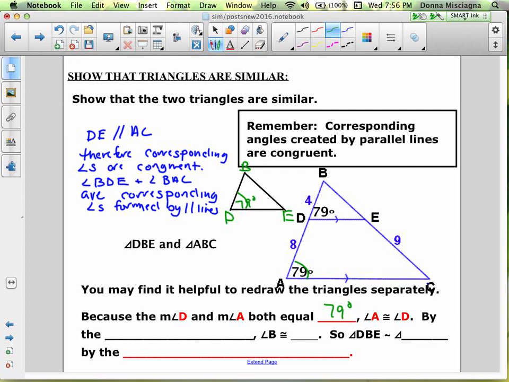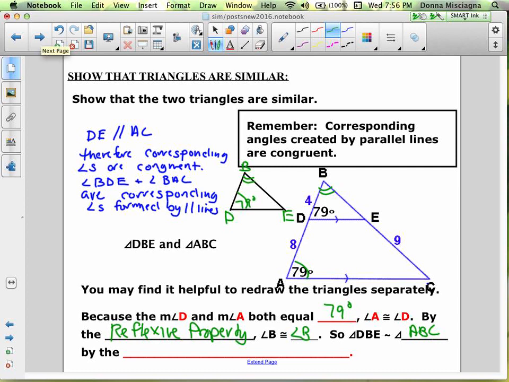I see. I've got triangle ABC and triangle DBE. What do they have in common? Maybe it's this angle right here, right? Those triangles overlap, right? And they both have an angle B, and it's the same angle. So by the reflexive property, angle B is congruent to angle B. So triangle DBE is similar to triangle, so if I call it DBE, it has to be ABC.